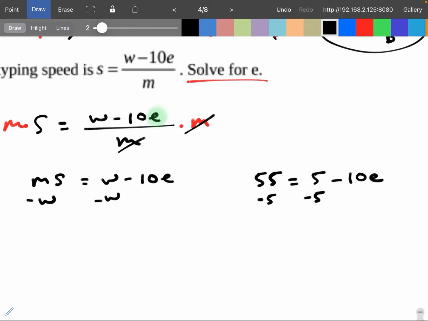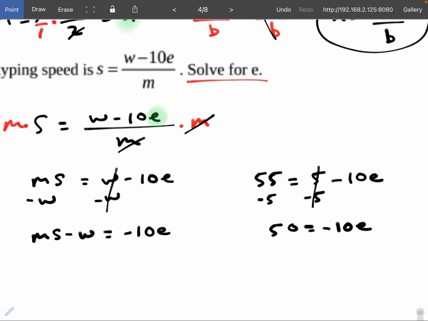Well, same idea on the one on the left. You're going to subtract that w on both sides. Over here on the right, those would cancel out, and you would end up with 50 equals negative 10 times e. On this one, same thing happens. These cancel out. W minus w is 0. And so on the left-hand side of this equation, now you have m times s minus w equals negative 10e.